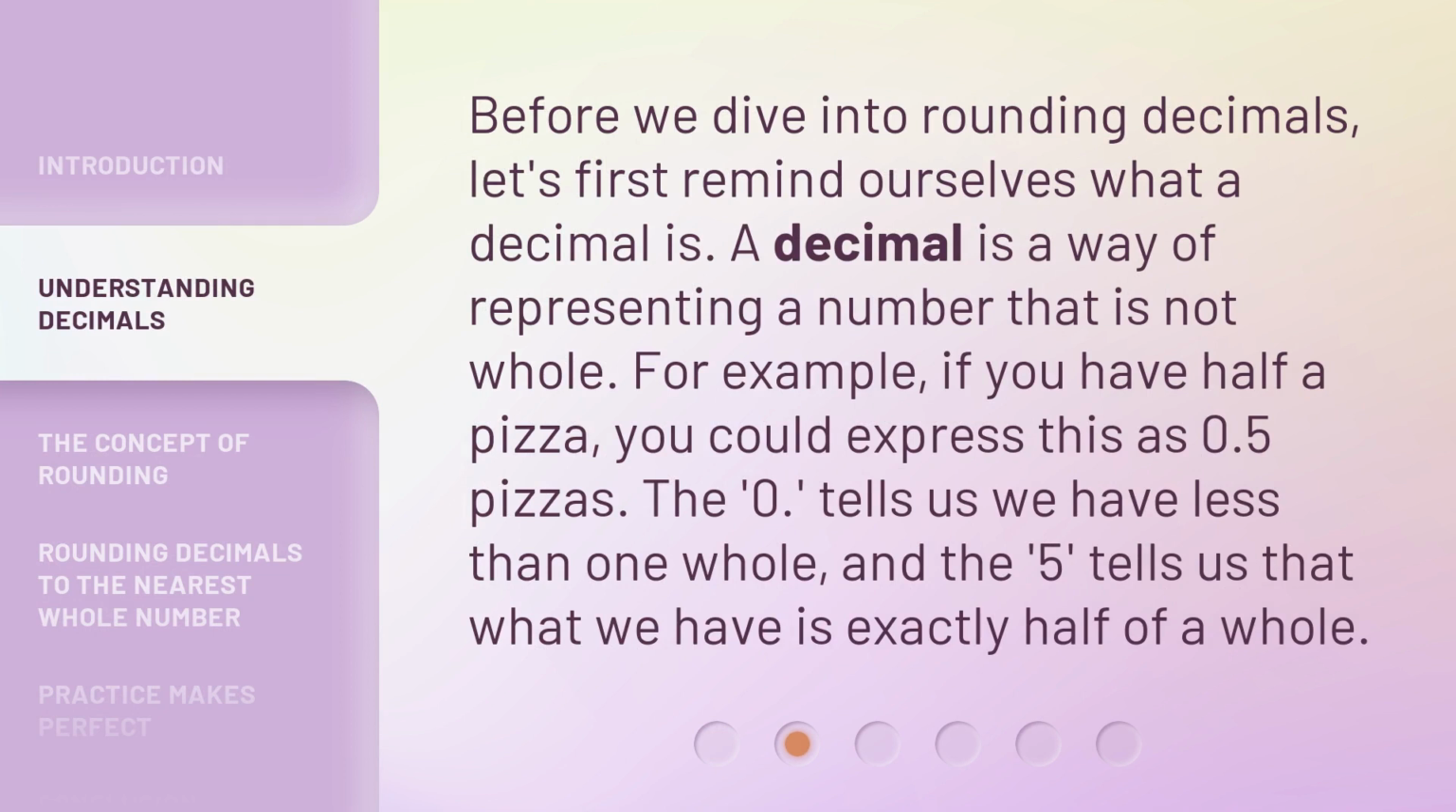Before we dive into rounding decimals, let's first remind ourselves what a decimal is. A decimal is a way of representing a number that is not whole. For example, if you have half a pizza, you could express this as 0.5 pizzas. The 0 tells us we have less than one whole, and the 5 tells us that what we have is exactly half of a whole.